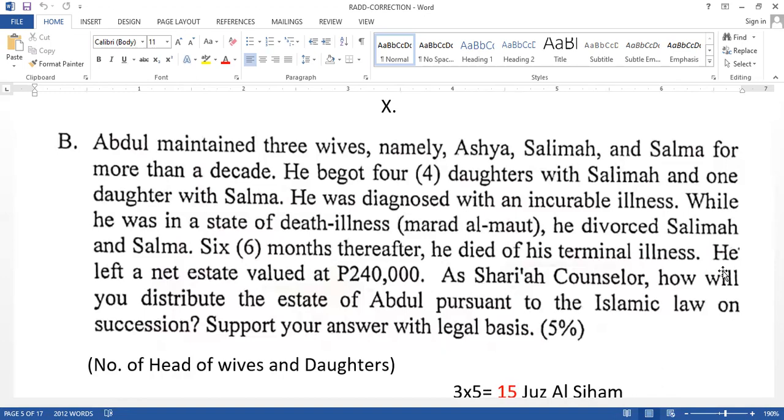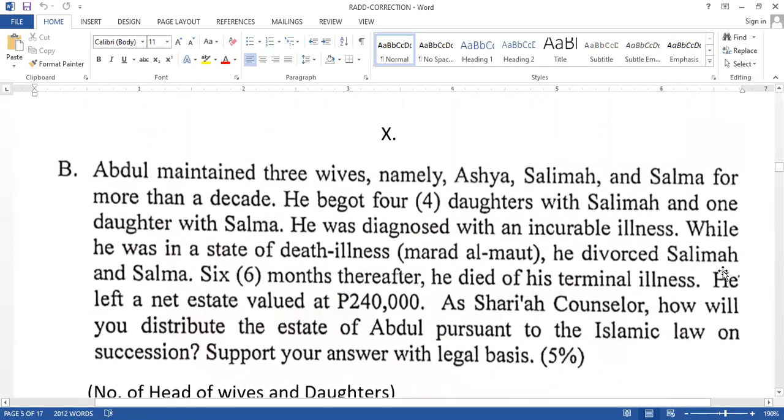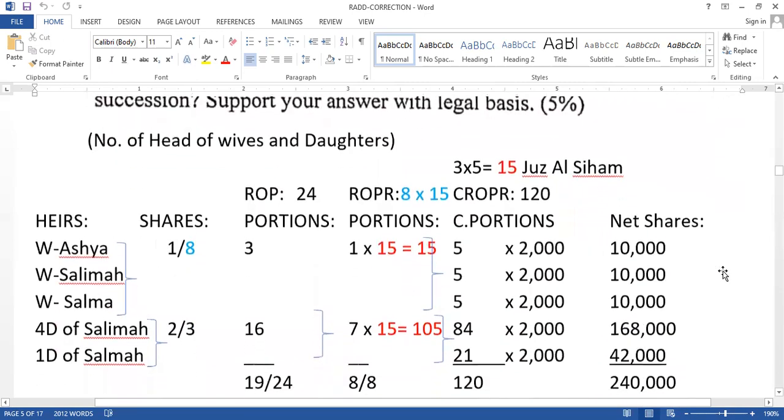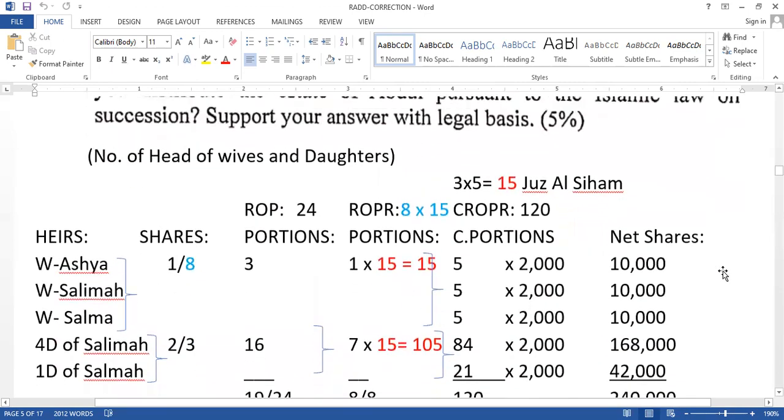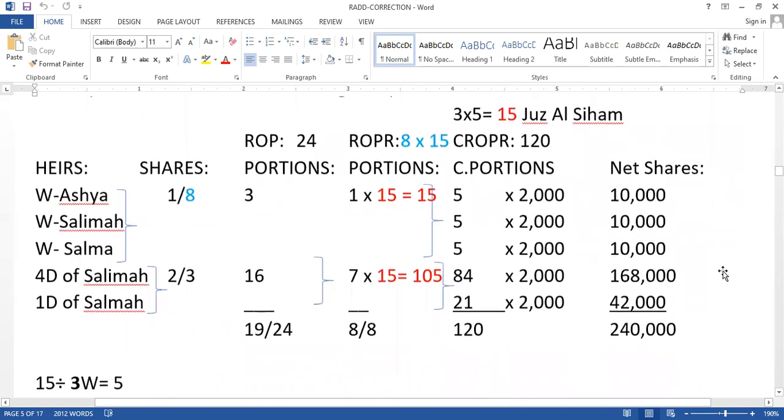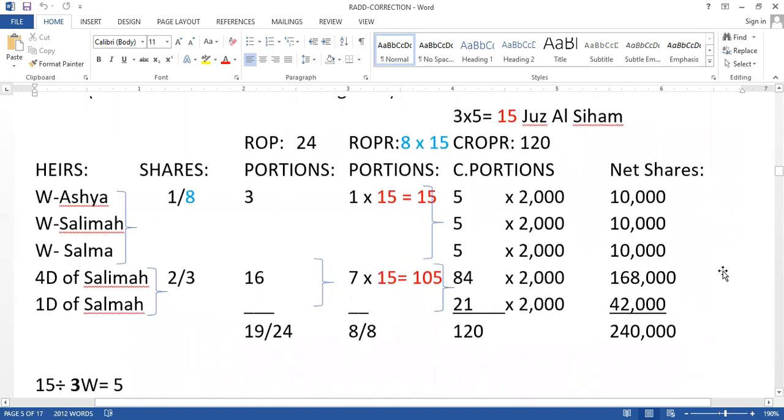Void in nature, meaning hindi siya valid. Meaning, asawa pa rin niya itong si Salima at saka si Salma. Okay? So, yan. So, dito tayo, i-compute natin. So, ilan ng wives niya? We have 3 wives. Okay? Ashia, Salima, and Salma. Okay? And 4 daughters of Salima and 1 daughter of Salma.